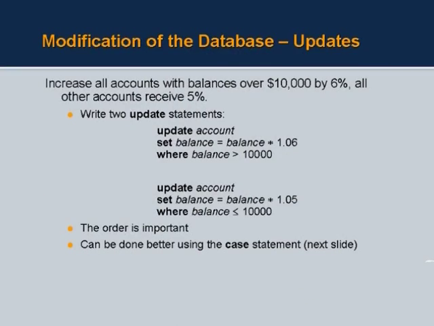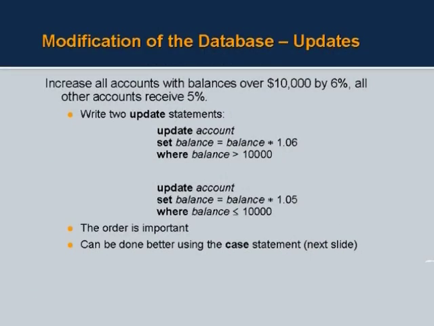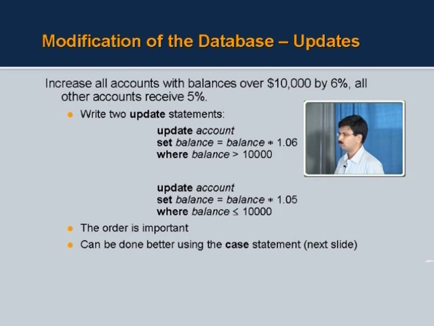Now here is another thing, which says increase all accounts with balances over $10,000 by 6% and all others by 5%. So now how would you do this? Well, you could write two update statements. So if the value is greater than 10,000, set balance to balance times 1.06.